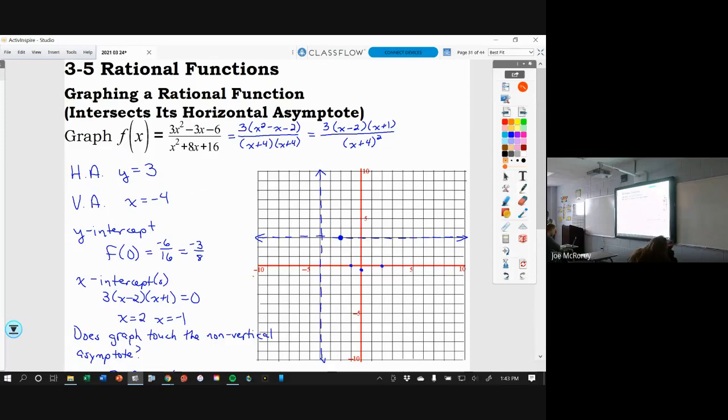It only touches the horizontal asymptote once. Well, that could be a bounce, right? Think about the quadratic y equals x squared. It only touches at the origin, but it bounces there, right? So what I'm asking you is, will this graph bounce at that point on the horizontal asymptote, or will it continue up forever? I think it'll continue.